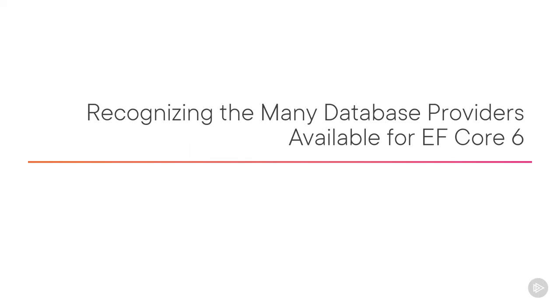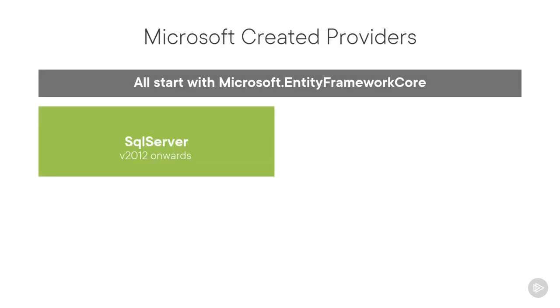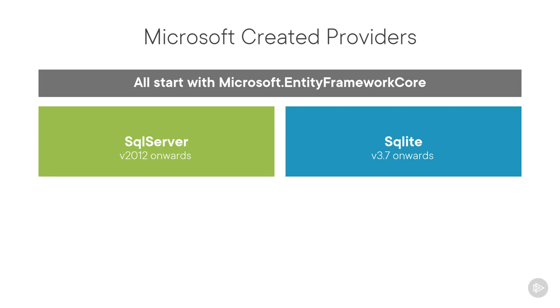So far in this course, I've focused solely on interacting with a SQL Server local DB instance. And I did this using Microsoft's SQL Server provider for Entity Framework Core. This provider works with any version of SQL Server starting with 2012. Microsoft has 3 other providers that it maintains for EF Core. There's one for SQLite, which can work with any version starting with 3.7.